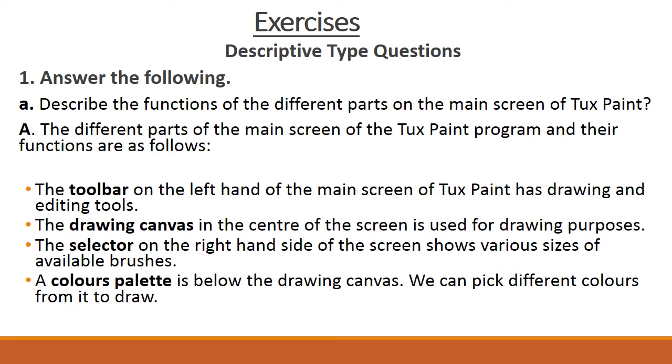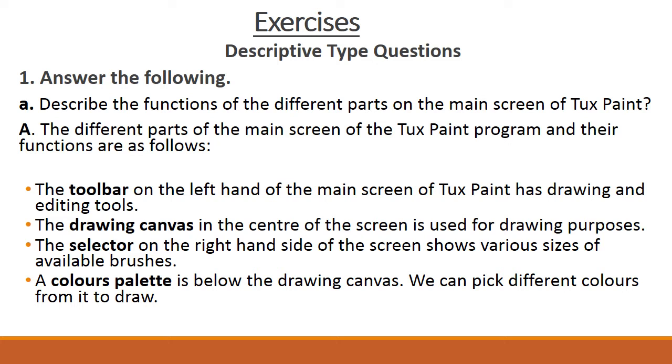Descriptive type question. Question number 1. Answer the following. Part A. Describe the functions of the different parts on the main screen of Tux Paint. And the answer is: the different parts of the main screen of the Tux Paint program and their functions are as follows. Number 1. The toolbar. The toolbar on the left hand of the main screen of Tux Paint has drawing and editing tools.